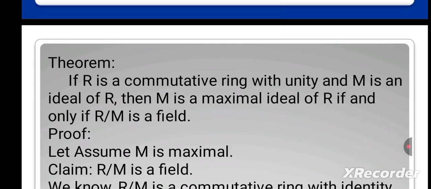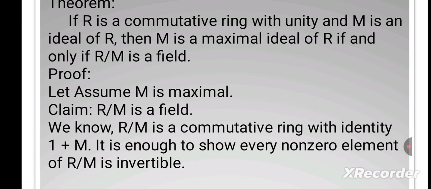Using those definitions, now we see a theorem. The statement is: if R is a commutative ring with unity and M is an ideal of R, then prove that M is a maximal ideal of R if and only if R/M is a field. Proof.